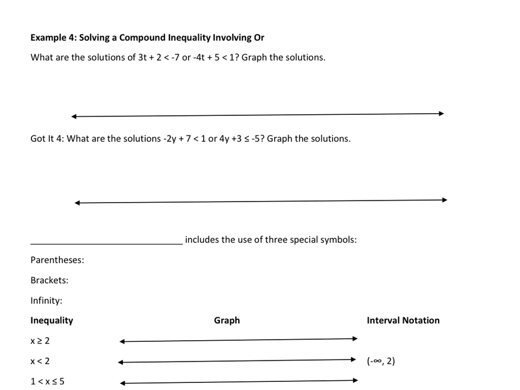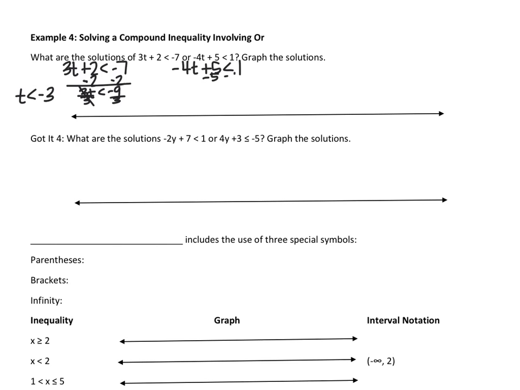Alright, example 4, compound inequalities involving OR. With these, you're just going to solve two separate inequalities in the same problem. These are very much easier than the other ones to students. So we're going to subtract 2. We get 3t is less than negative 9. Divide both sides by positive 3. So t is less than negative 3.